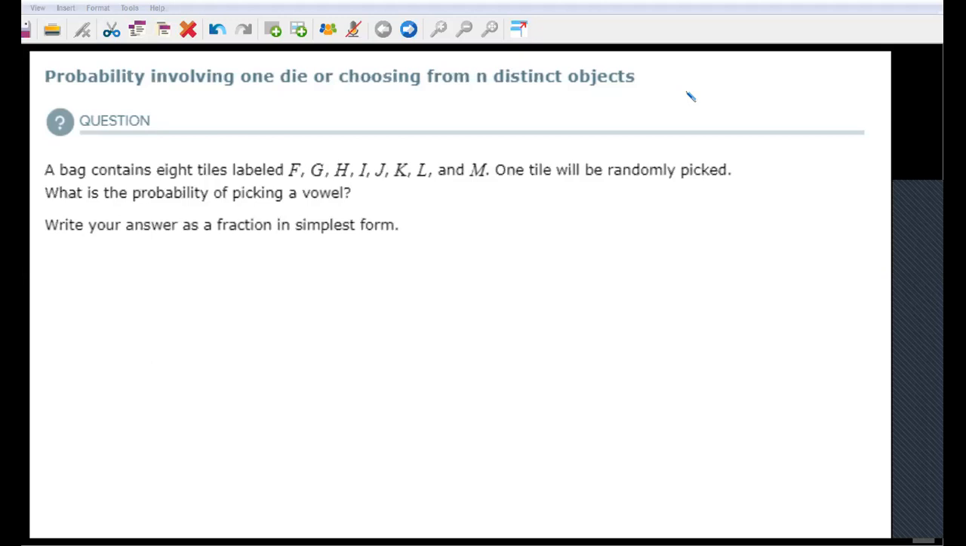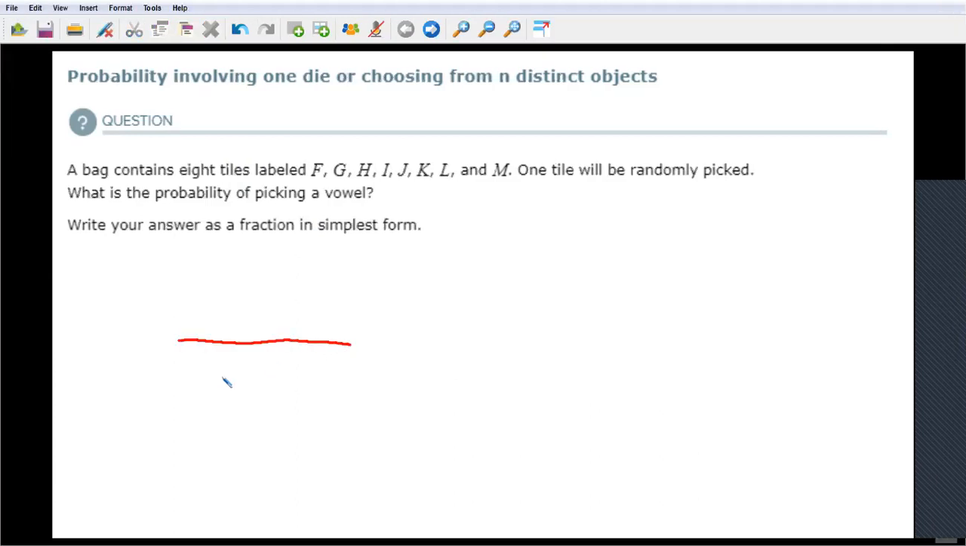So if you take a look at this first one here, it says a bag contains 8 tiles labeled F, G, H, I, J, K, L, and M. One tile will be picked randomly. What is the probability of picking a vowel? So in general, what you want to do is turn it into a fraction. You see it right here, it says fraction in simplest form.